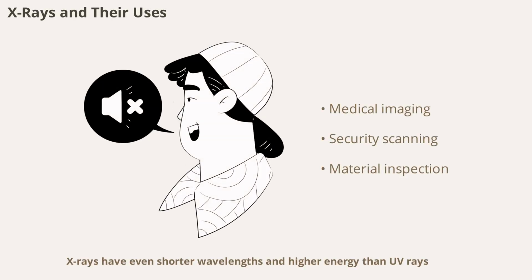X-rays have even shorter wavelengths and higher energy than UV rays. They are best known for their use in medical imaging, allowing doctors to see inside the body without surgery. X-rays are also used in security scanners at airports and for inspecting materials in industry. While X-rays are extremely useful, exposure must be controlled to avoid health risks.